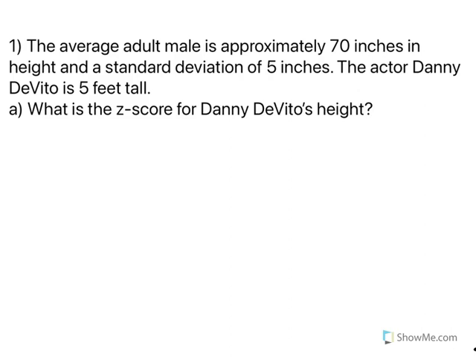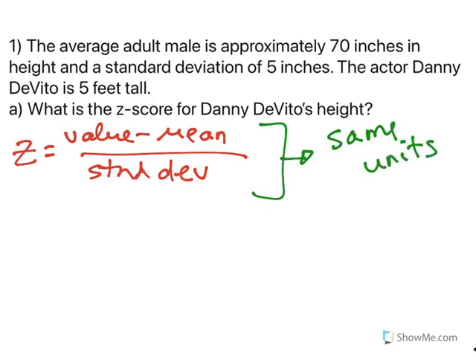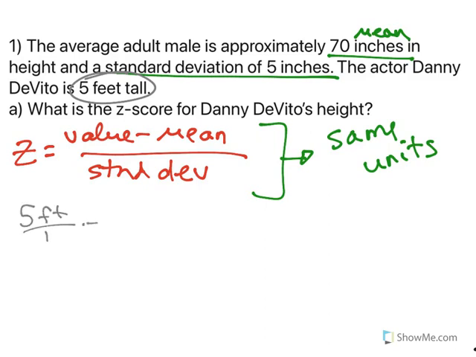Okay, let's refresh. A z-score is found by taking the value minus the mean divided by the standard deviation. Now, with that being said, all three of those things need to be in the same units. So we have 70 inches for the mean. We have a standard deviation of 5 inches. So the standard deviation is in inches, but Danny is in 5 feet. So we need to use our knowledge of 5 feet. Well, 1 foot is the same as 12 inches. So if I multiply across, 5 feet is the same as 60 inches.